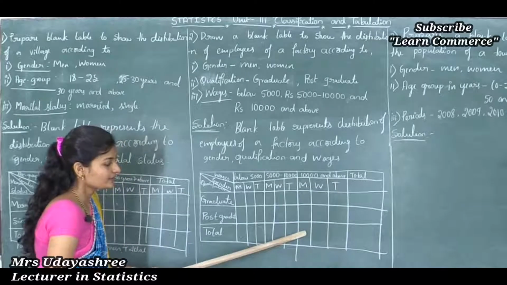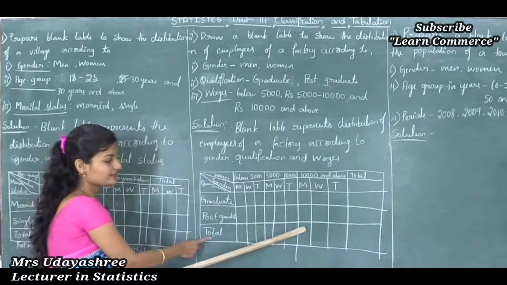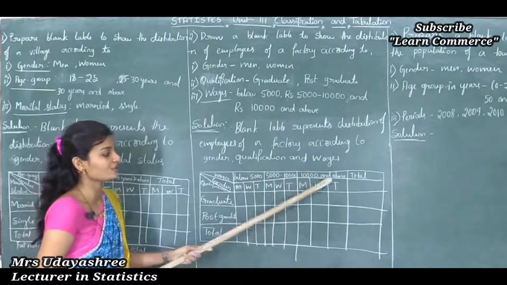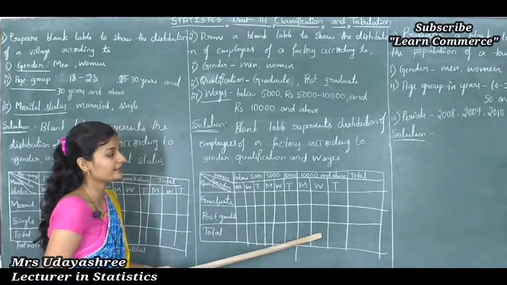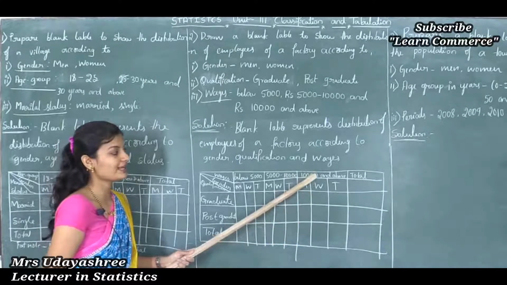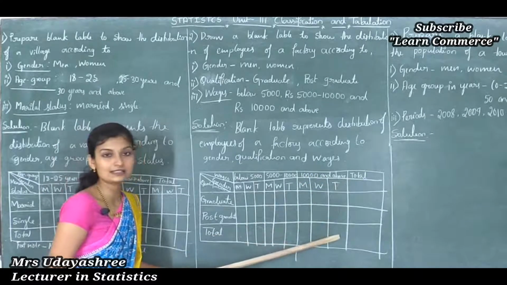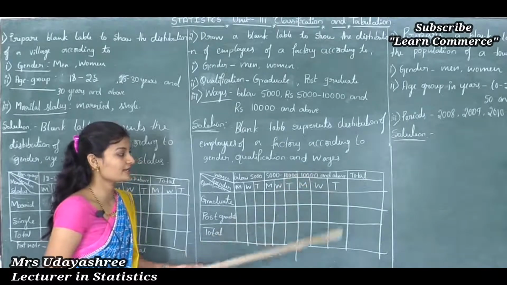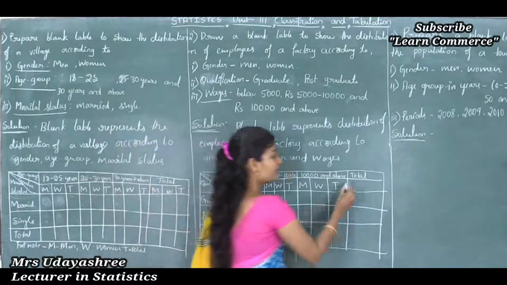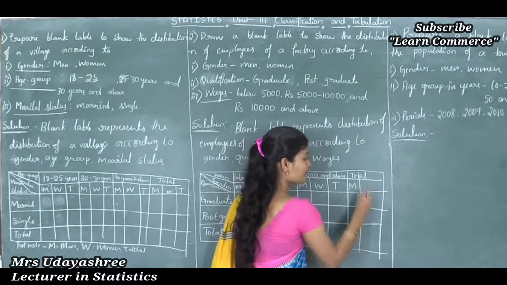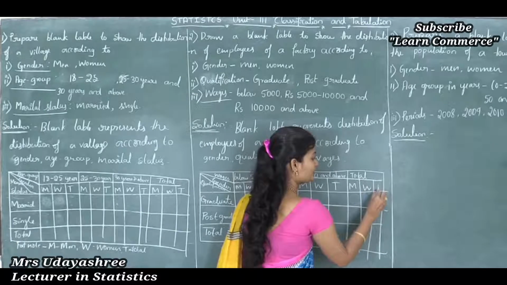Like that this column indicates the total number of men population with wages 10,000 and above, and this column indicates the total number of women population with wages 10,000 and above, and this is the total number of population with wages 10,000 and above. Okay, next here I will write, for total I will write men, women and total.